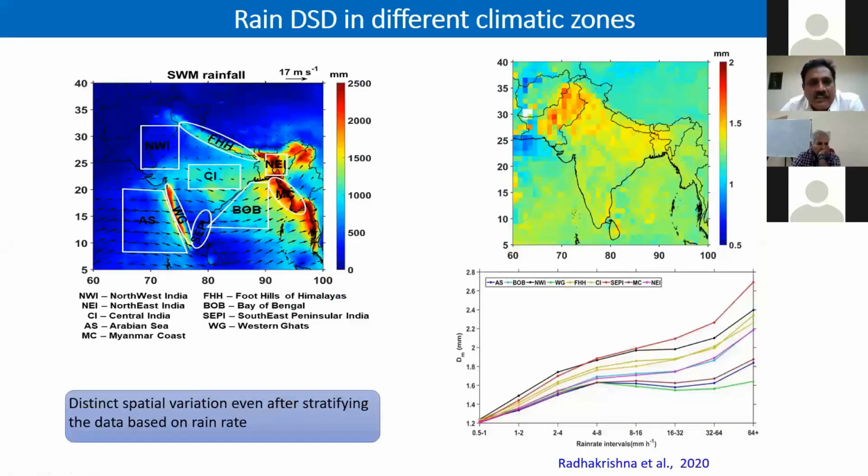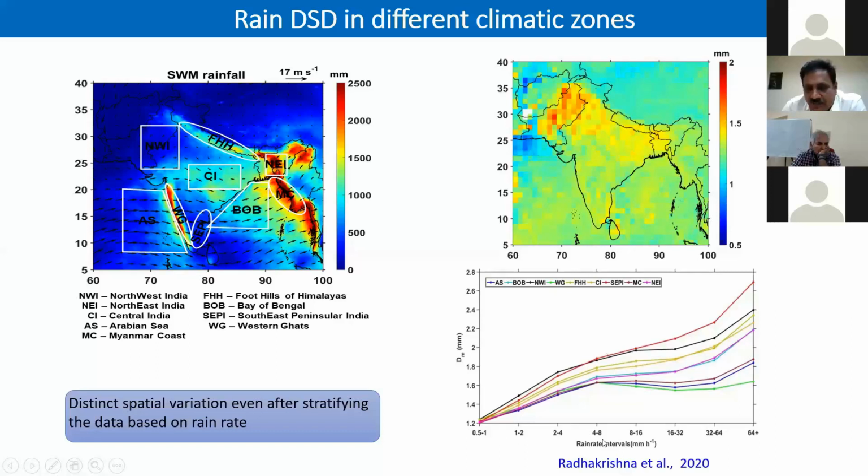So as I said, the advantage of having two radars is that we can derive the raindrop size distribution using the two radars, and then you can see where exactly within India the drops are bigger and where exactly the drops are smaller. In northwest India and these slopes of the Himalayas, the drops are slightly bigger, whereas in central India, the drops are a little bit smaller compared to these regions. And in the northern Arabian Sea, you see the smallest drop sizes.